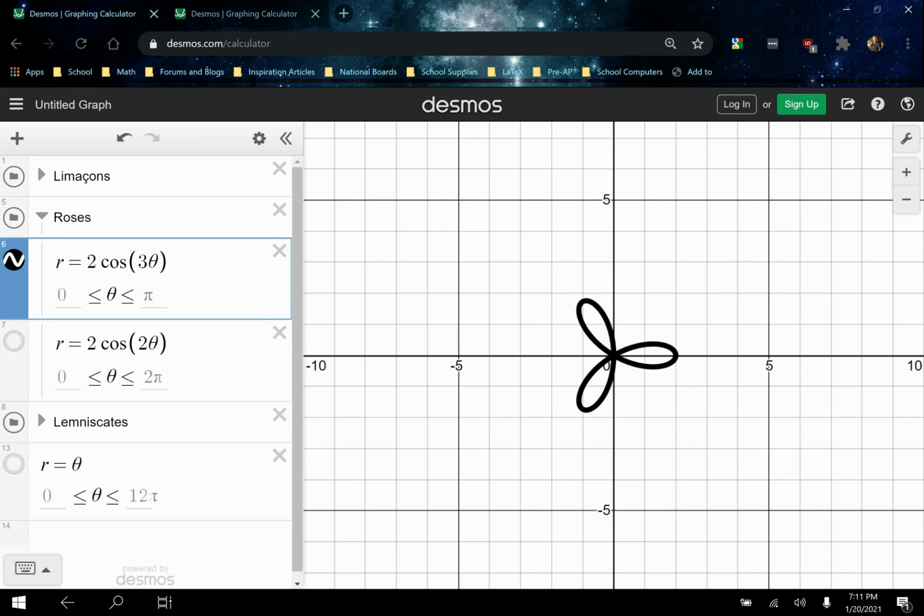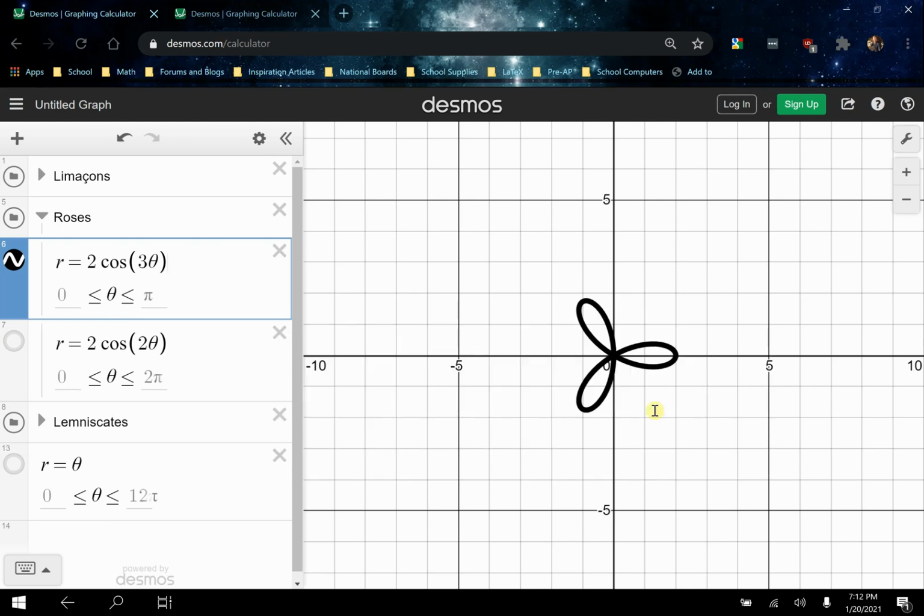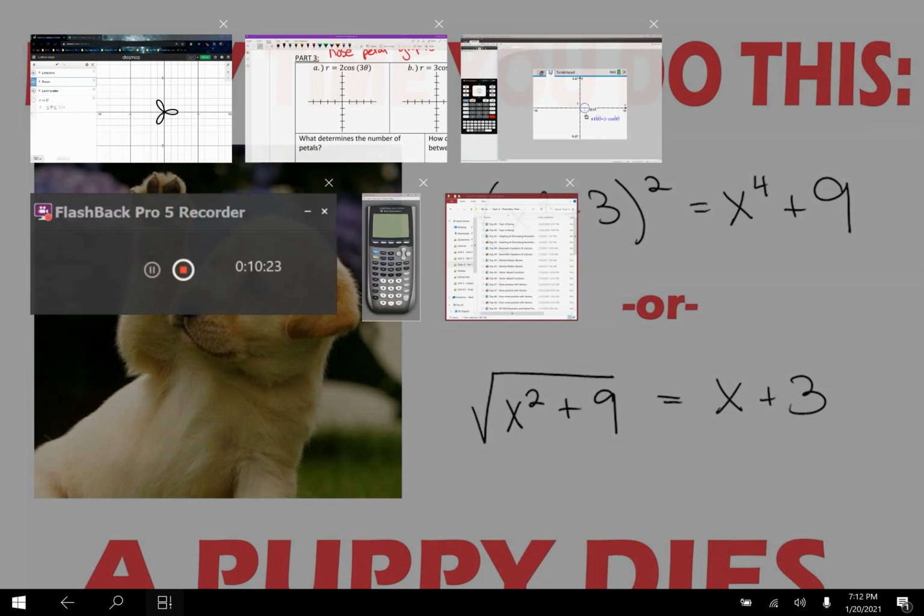Now, there is more to it than that. You also might notice that on the restrictions that Desmos adds automatically, this one goes from 0 to pi, and I deleted it. This one goes 0 to 2 pi. And why would that change? Well, we are going to focus another class on these rose petal graphs to have a better understanding of what happens with them.